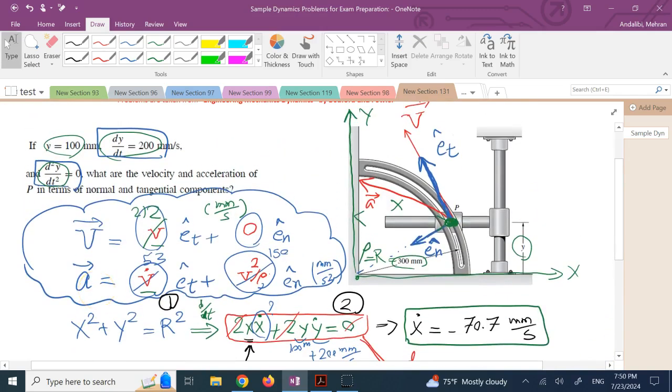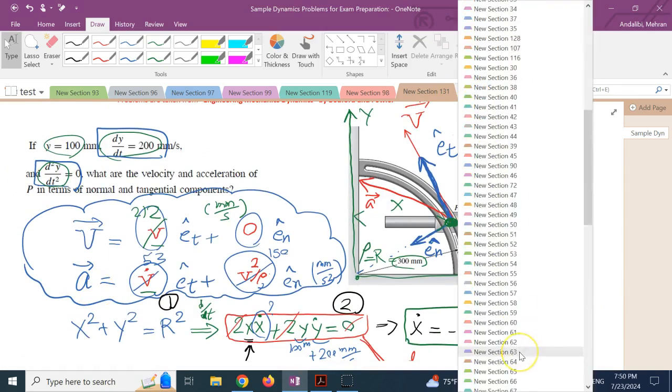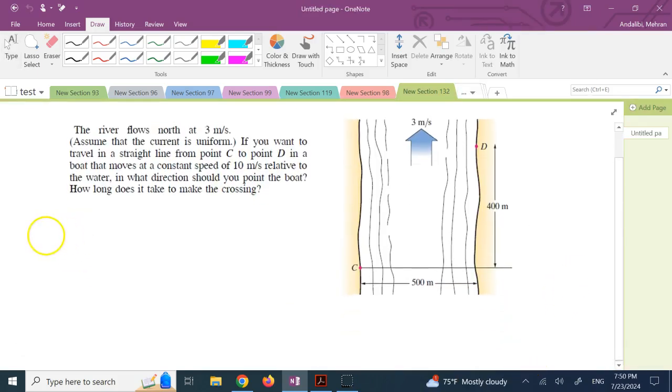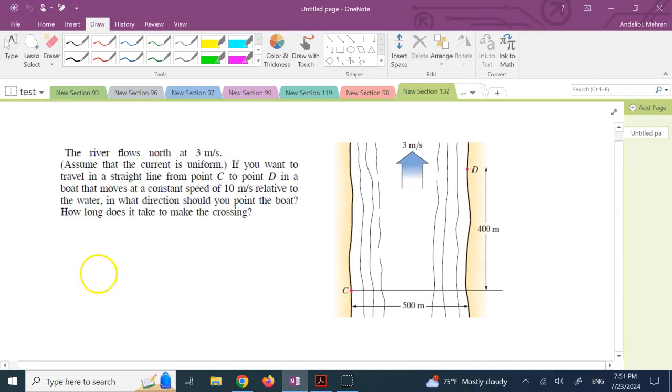Let's jump to the second problem, as we have a bunch of problems to solve. So that was kinematics of particles. The next problem is here, again, kinematics of particles, but relative motion, which is an interesting problem. So here you have the river, and the river has a flow of 3 meters per second north, and you want to travel in a straight line from point C to point D in a boat. The speed of the boat relative to water is 10 meters per second, and you want to know in which direction you should point the boat and how long does it take to do the crossing.